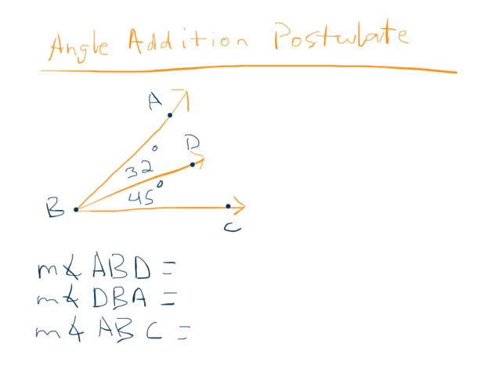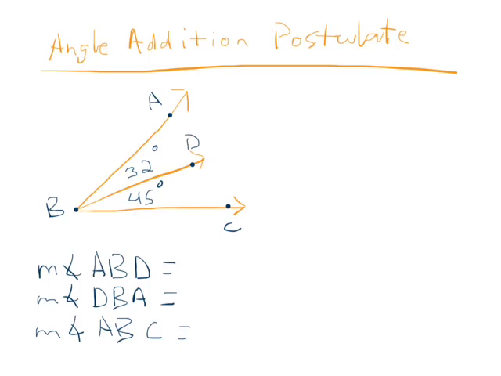Just like in the last lesson, we talked about the segment addition postulate. We also have what's called the angle addition postulate. What the angle addition postulate says is we can add 2 angles together, and that's going to equal the measure of the larger angle.